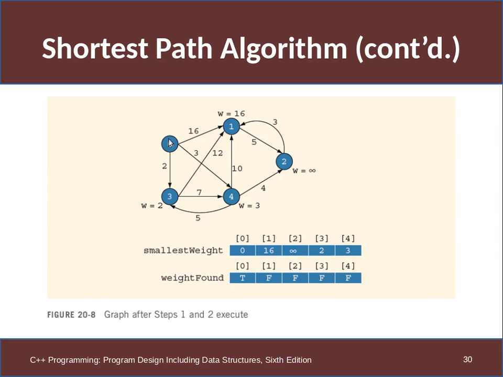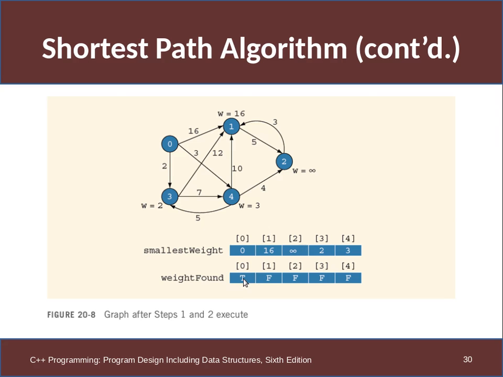Well, you have your graph up here with the weights. You initialize at 0. You start at 0, just for the sake of argument, and then you fill in what weights there are to other nodes. So 0 can go to 1 with weight 16. 0 can go to 3 with weight 2, and 0 can go to 4 with weight 3. It can't go to 2, so we label that as infinite.